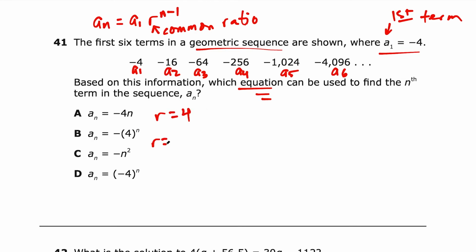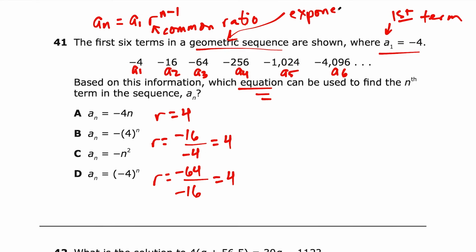If I wanted to find this a fancier way, I could take any term other than the first, something like negative 16, and I divide by the term before it. Okay, so if I did negative 16 divided by negative 4, that gives me positive 4 like this. I could also take negative 64, and I could divide that by negative 16, and I also get 4. So now, another thing that just helps me get to the right answer immediately is that it's a geometric sequence which behaves in an exponential way.